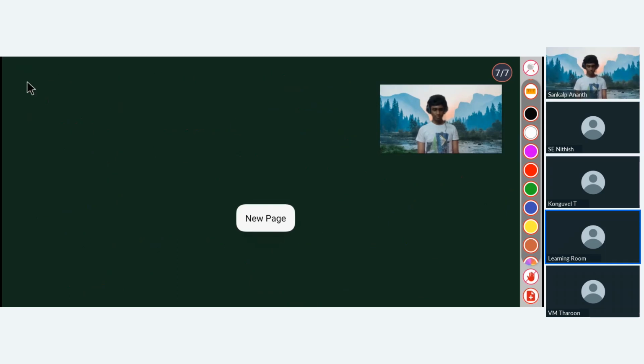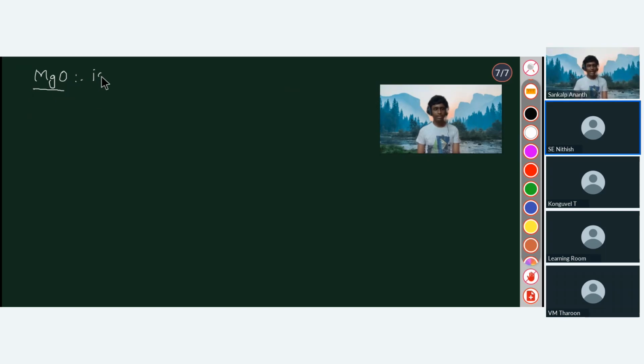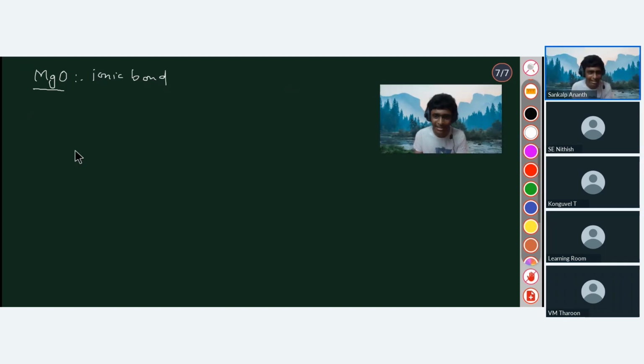Okay. Now, if I just write a compound that is MgO, you have to tell me, will there be ionic bond or covalent bond? Ionic bond. Mg is a metal and O is a non-metal. Magnesium is the metal, and oxygen is the non-metal.